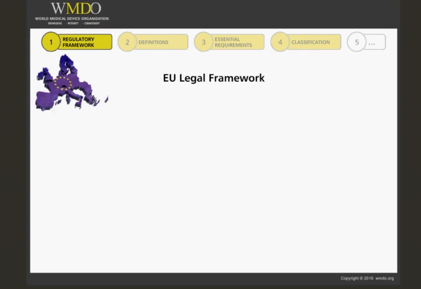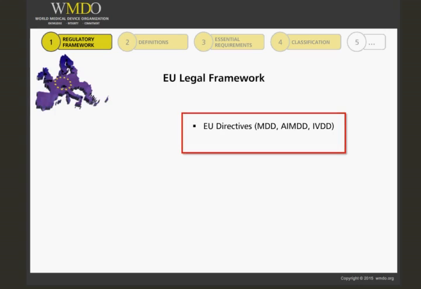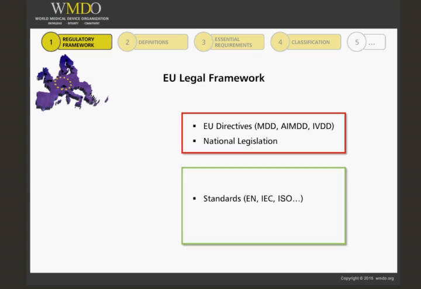On the top level, the European Union legislated on medical devices with the three medical device directives, MDD, AIMDD, and IVDD. These directives have been transposed into national law by the member states. The evidence for compliance with the essential requirements of the directives is brought in most cases by complying with harmonized standards. Harmonized standards are ones that have been recognized by CEN or CENELEC to provide presumption of compliance with essential requirements.